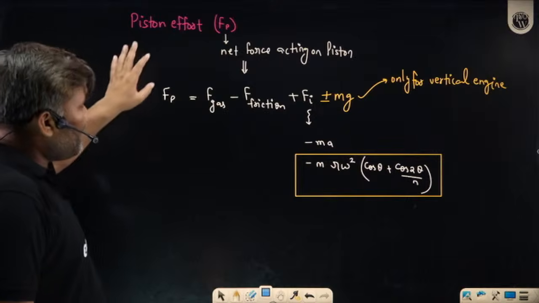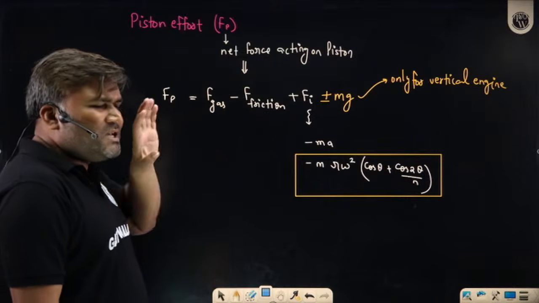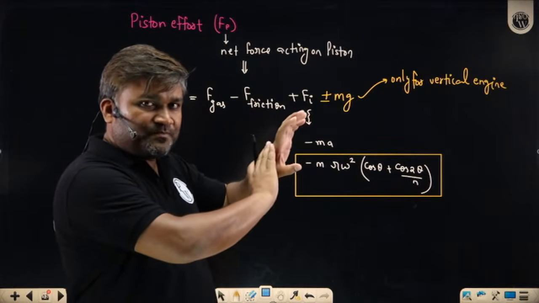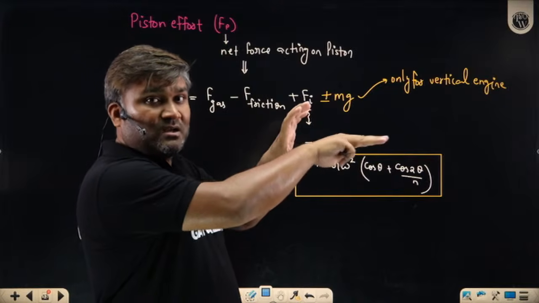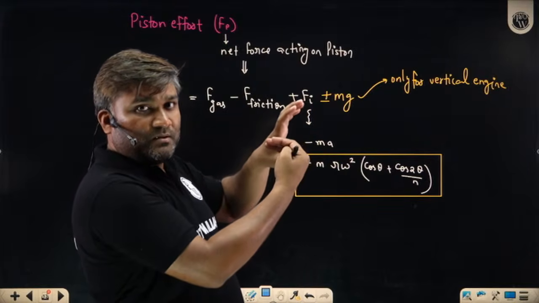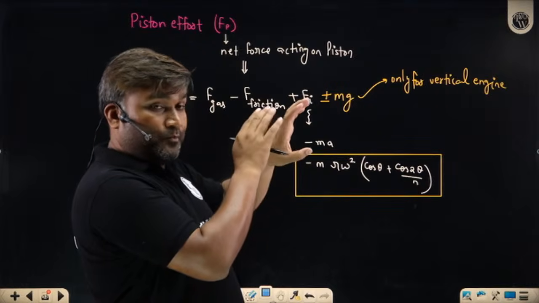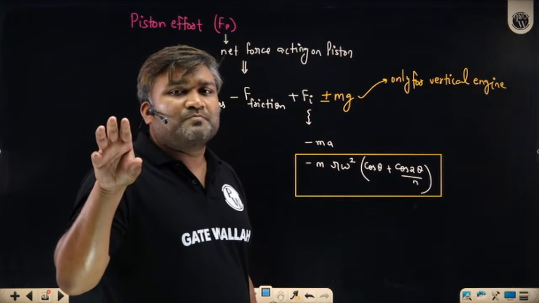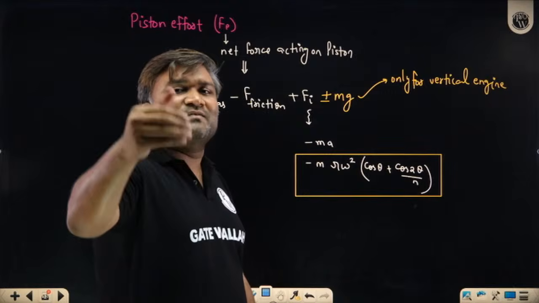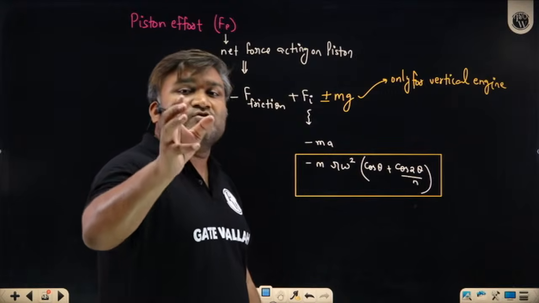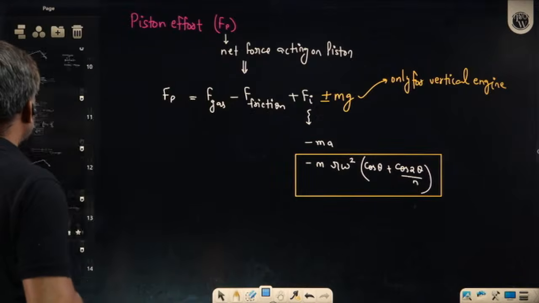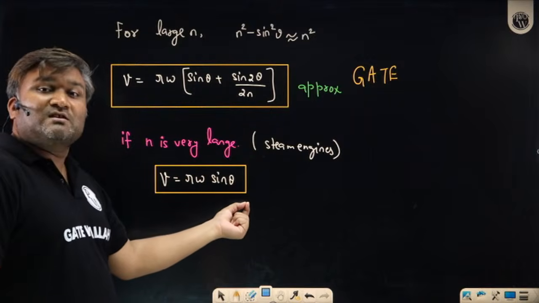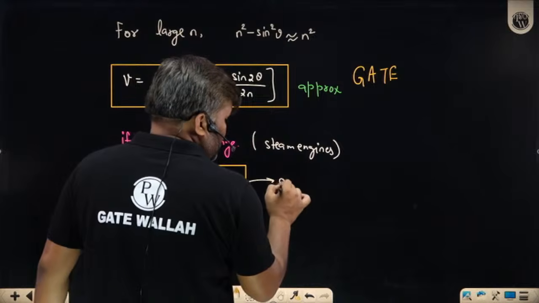While calculating the piston effort, the piston has some mass m, and because of the gaseous force it is moving ahead. If it has acceleration ahead, the inertia force will be in the opposite direction. And how is the piston's motion? We have just seen that the piston's motion is simple harmonic motion, at least when n is very large, it is actually simple harmonic. What is the velocity of the piston? Sir, the velocity of the piston is v equal to r omega sin theta. This is simple harmonic motion.